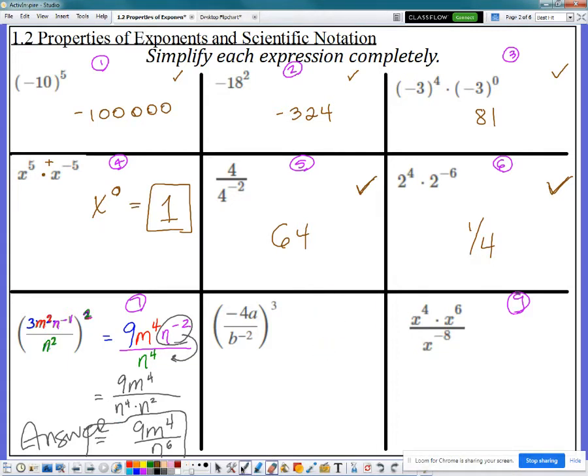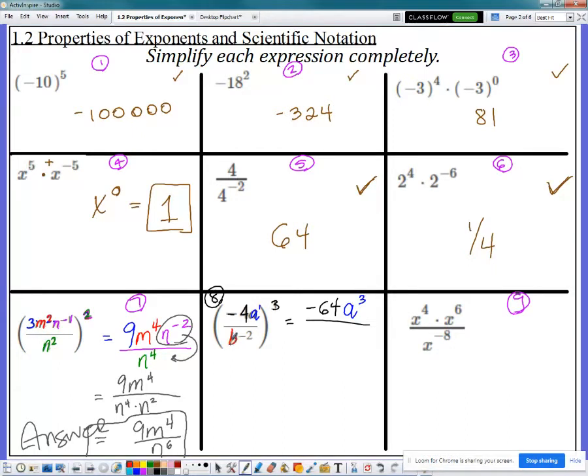All right, and now let's move to number 8. Same concept, a little bit less complex, but we need to take each individual thing and raise it to the outside power. So we have a power raised to a power. What is negative 4 raised to the 3rd power? Type that in your calculator. You should get negative 64. Then we have a to the 1st raised to the 3rd power, which means we have a to the 3rd because 1 times 3 is 3.